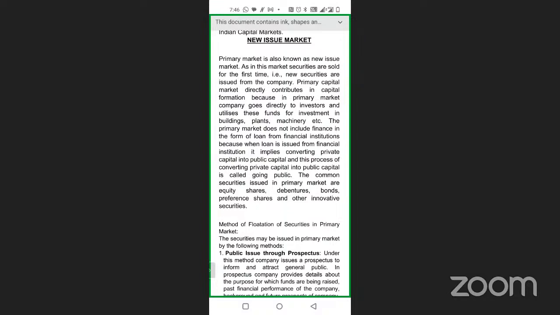And the new issue market always fixes the denominations, that how many percent or shares will be sold to whom. Got it? So that was the major work of the new issue market. This is a brief briefing about the new issue market. Now, the primary market, which is also known as the new issue market.